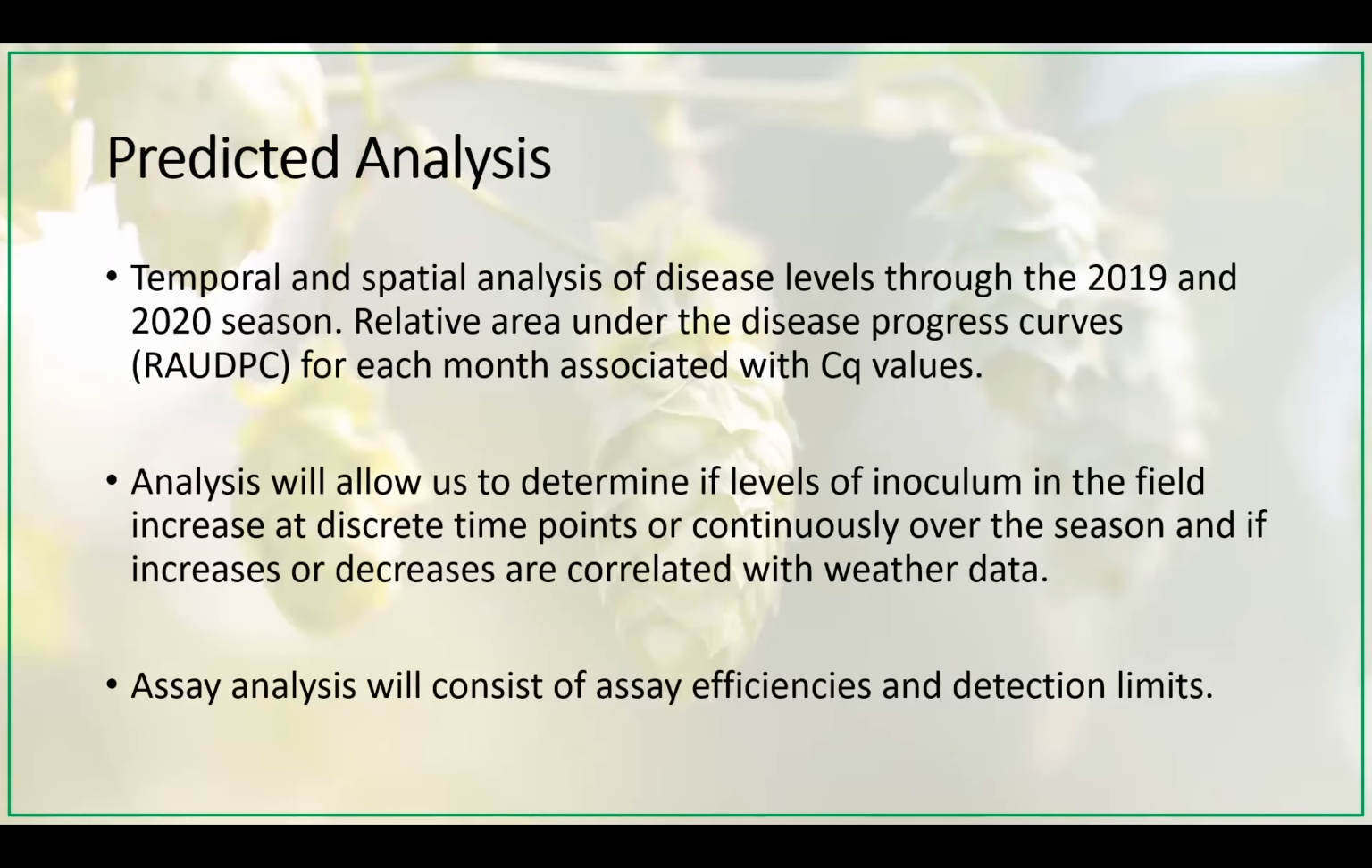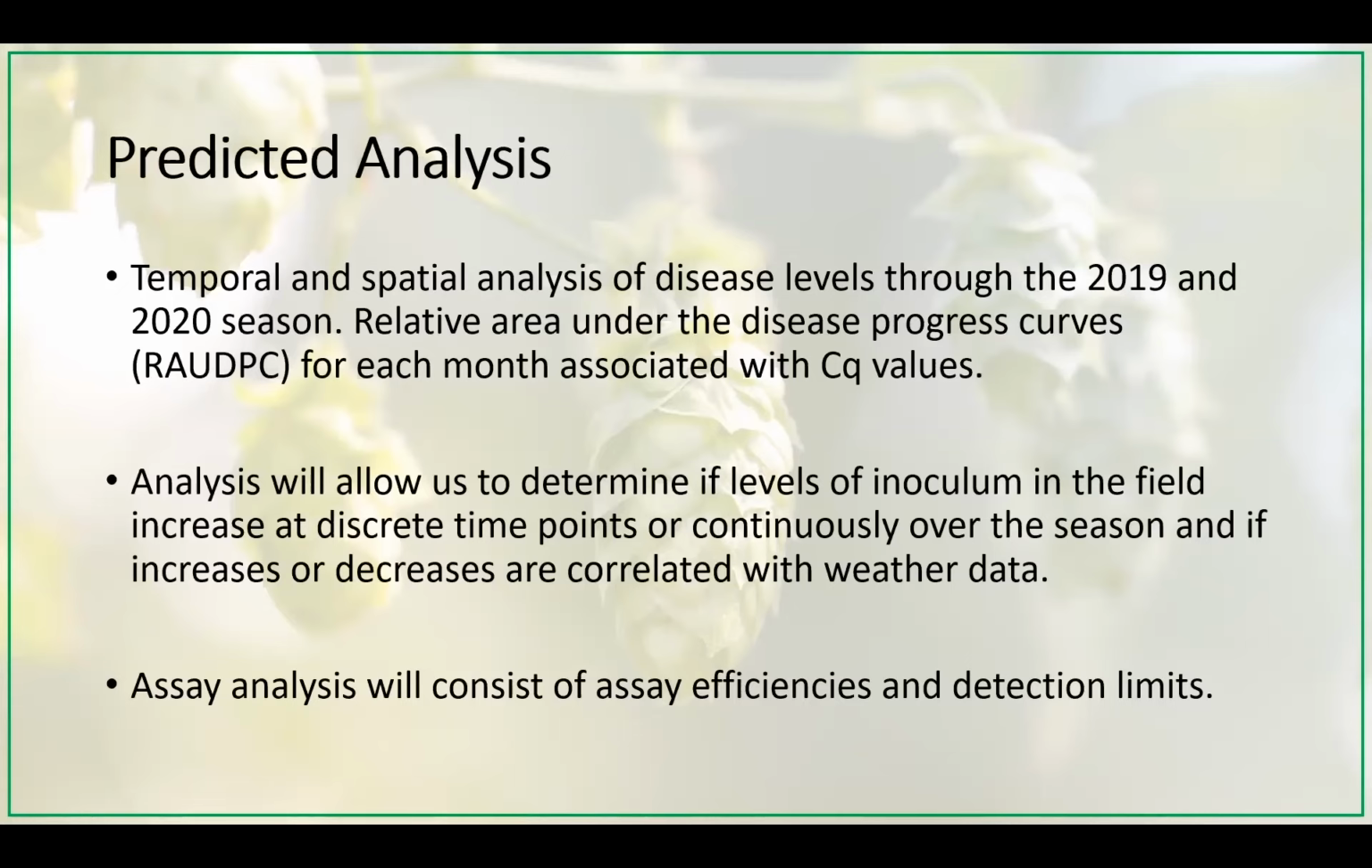And that would be doing temporal and spatial analysis of disease levels through both the 2019 and 2020 season. That would look like using the relative area under the disease progress curves for each month, and then associating that with CQ values from the assay. And then the analysis will hopefully allow us to determine if those levels of inoculum in the field increase at those discrete time points or continuously, as I said before.